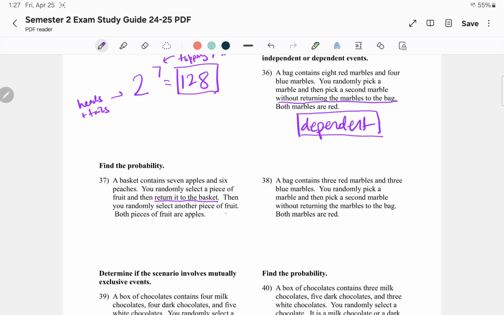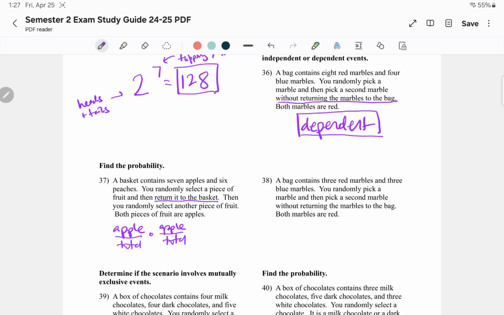So you randomly select another piece of fruit. Both pieces of fruit are apples. So our first piece of fruit is going to be an apple. So apple over total. And then our second piece of fruit is going to be an apple. So that's where we're getting these words from, just from the question at the very end, okay?